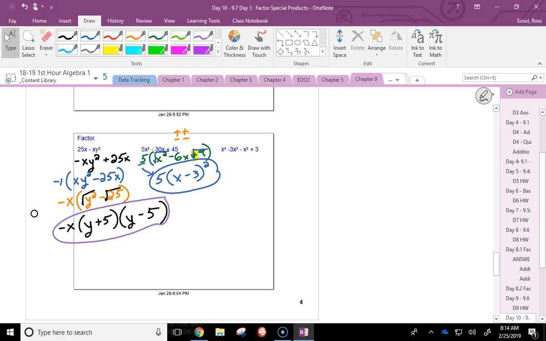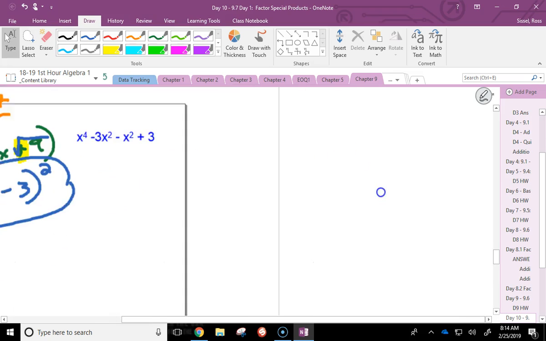We need to bring down the 5 because we couldn't square it, because we factored it out, because 5 was common between 5, 30, and 45. So we're going to simplify our equation first.